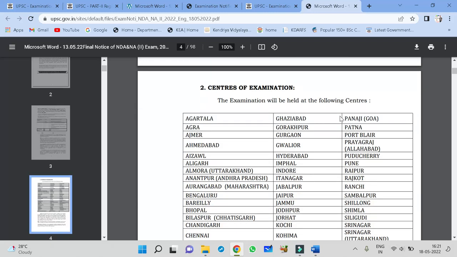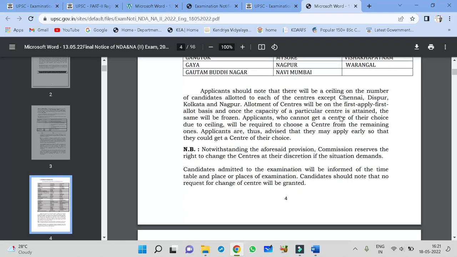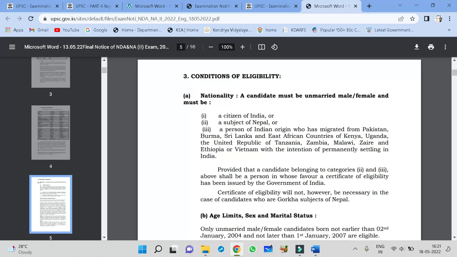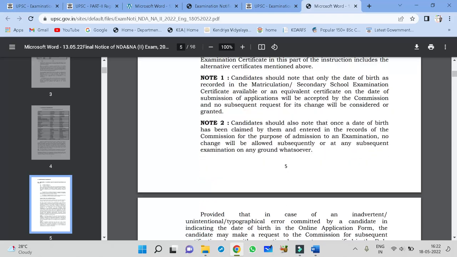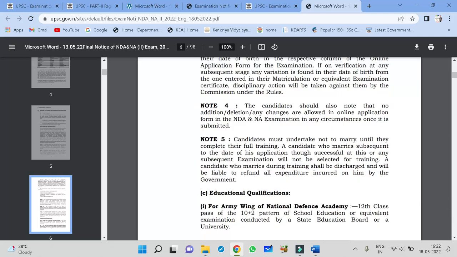Centre of examination, you can see these are the centres which are available for this exam, right? You can go through this notification thoroughly, you can easily apply. Conditions for eligibility, that you have to go through. Age limit, sex, marital status, that you can read. Age limit is also a very important criterion for Army people.